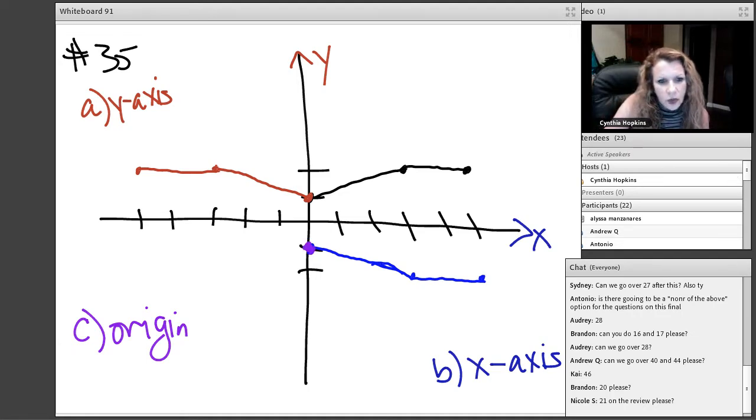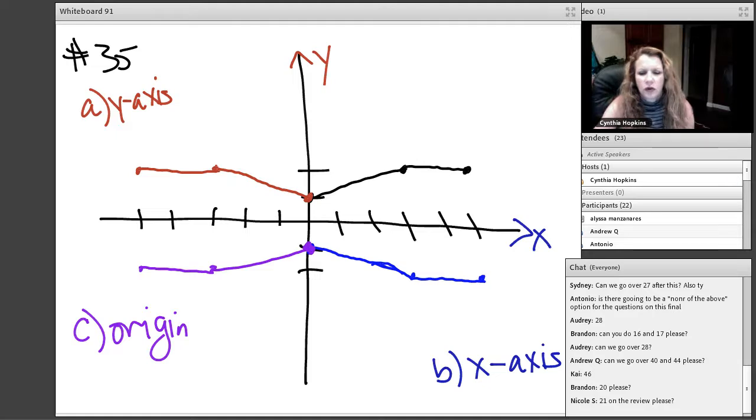So I'm going to have this point, and this point, and then let's connect. Oh my goodness. Draw straight on here. There's that, and that is my symmetry with respect to the origin.